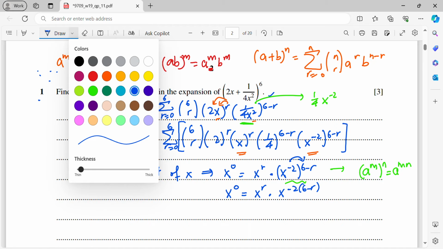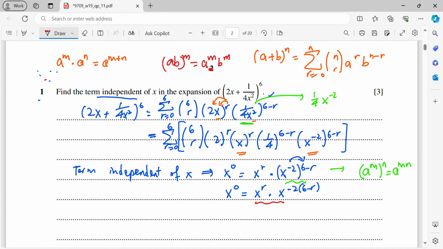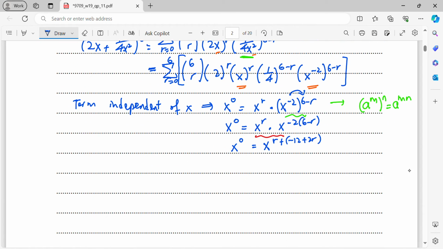Then now, to combine these two terms, I will be using this formula. Then now here, x degree 0 equals x degree r plus negative 2 times 6, I get negative 12. Then minus 2 times minus r is plus 2r. Okay, so now same base for both terms, so I will just compare the degrees. That means now I get 0 equals r minus 12 plus 2r. So on the right side, it will be 3r. Then the minus 12 will be moved to the other side, becomes positive 12. So 12 equals 3r. That means your r is 12 over 3, which is 4.